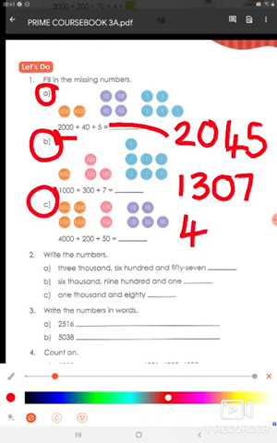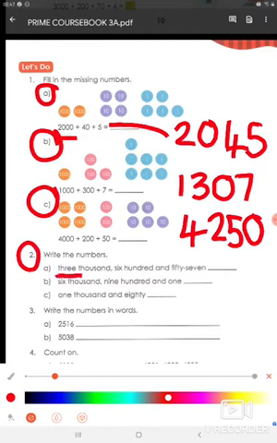And then the next one, how many thousands are there? 4. How many hundreds are there? 2. How many tens are there? 5. Sorry, how many ones are there? 0. And then you're going to write these numbers. Read it. What does that say? 3,657.